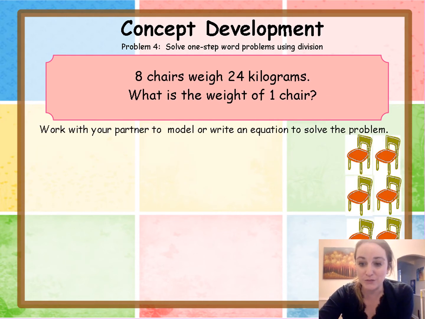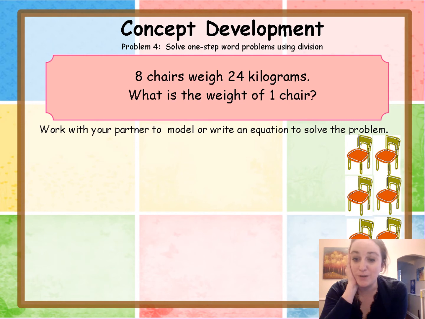Let's switch from multiplication and move over to division. 8 chairs weigh 24 kilograms. What is the weight of 1 chair? Write an equation to solve. Now remember, in division we always know the total. What we don't know is either the size of the groups or the amount of groups.